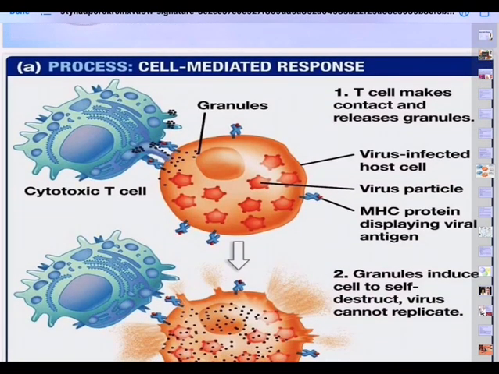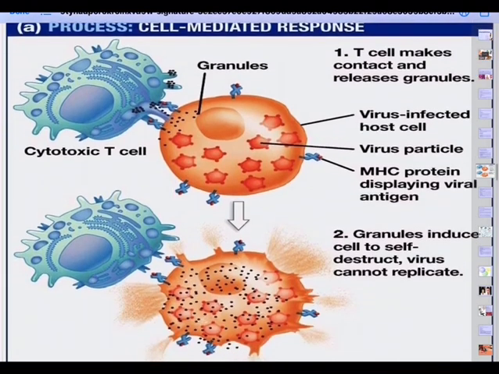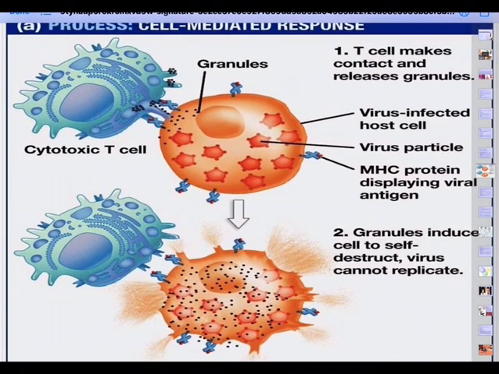So this is how the cell-mediated response takes place. You got a cytotoxic T cell, and you got a normal cell, a virus-infected host cell, and you got a protein displaying viral antigen. The T cell makes contact and releases granules. Look at that. The blue ones are getting released into the infected cell. And once they release, what happens after some time? The granules induce the cell to self-destruct.